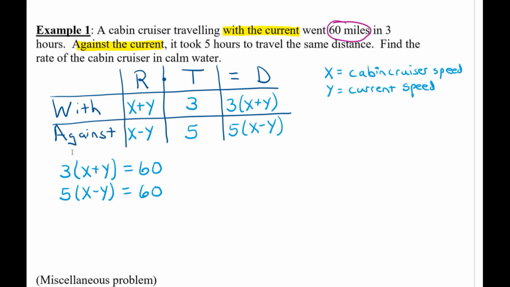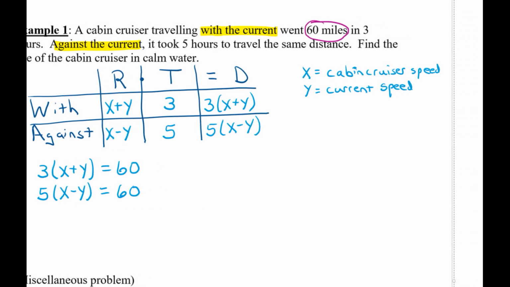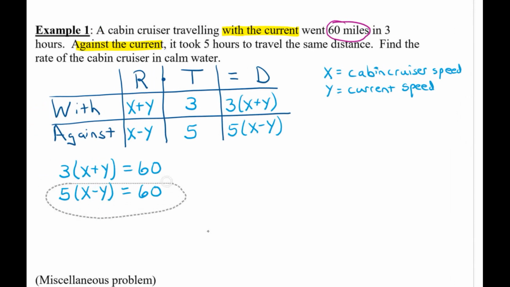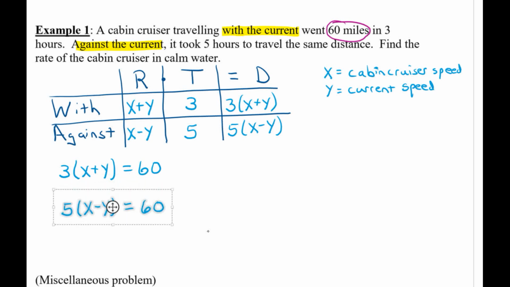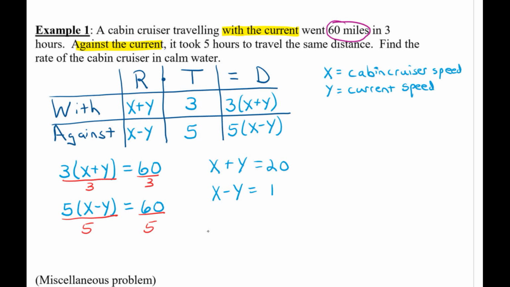So I am just going to move this one down just a little bit, because what we want to do is divide, rather than distribute the 3 into the quantity of x plus y and distribute the 5 into the quantity of x minus y. I can divide out the numbers 3 and 5 and make my equations easier to work with. So now I have x plus y equals 20 and x minus y equals 12.